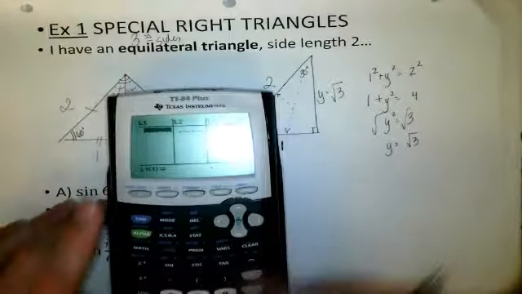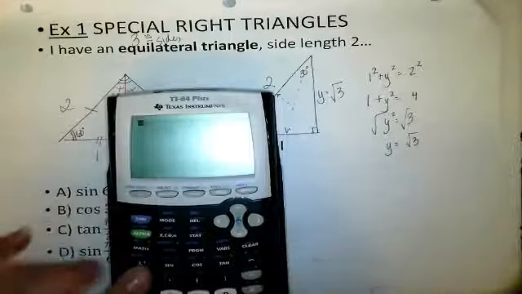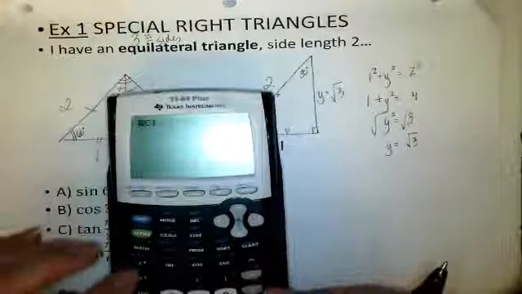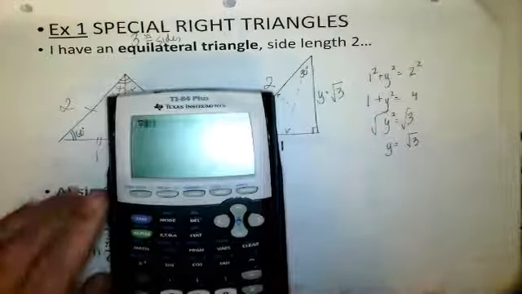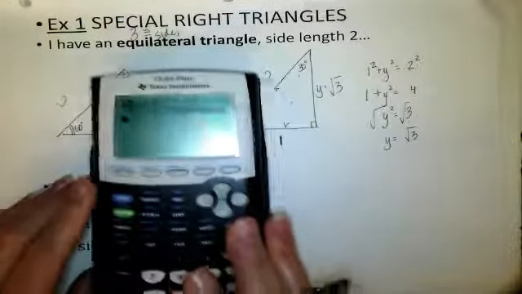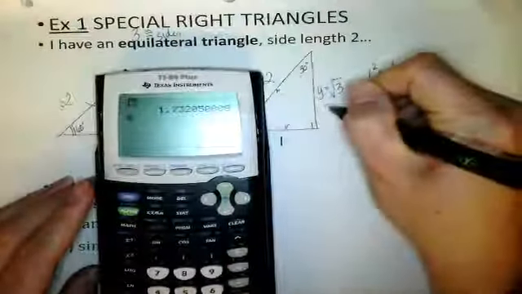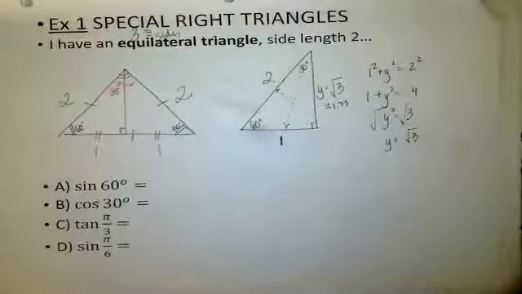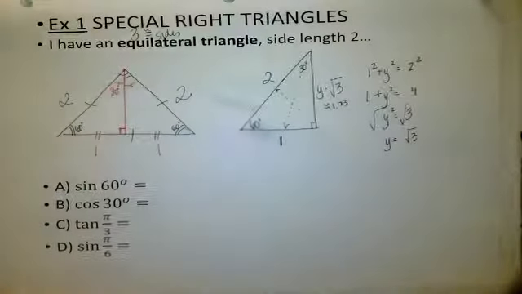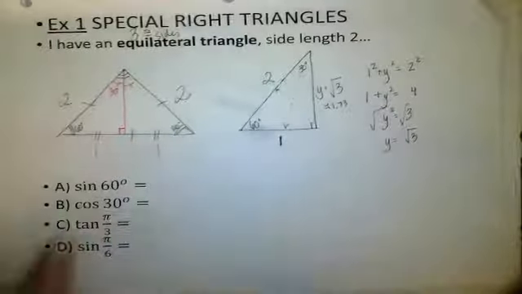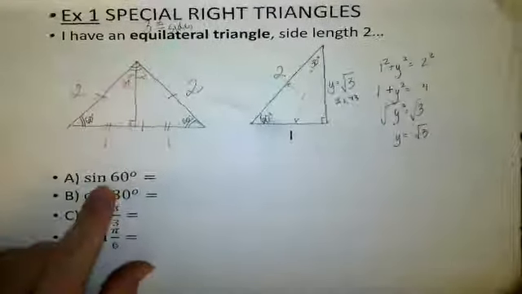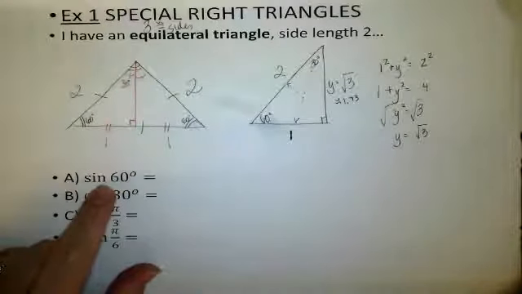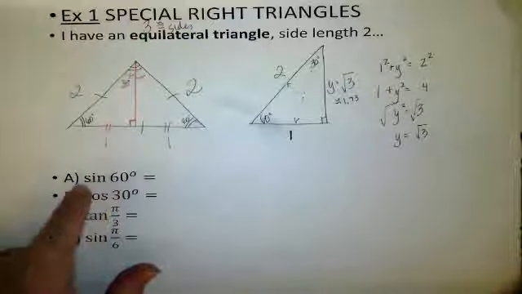So you can even check that radical 3 has a value of 1.73, so it's approximately 1.73 units in length, between the 1 and the 2. So it's great now that we have the side lengths, we can answer questions about special right triangles of the class 30, 60, 90.